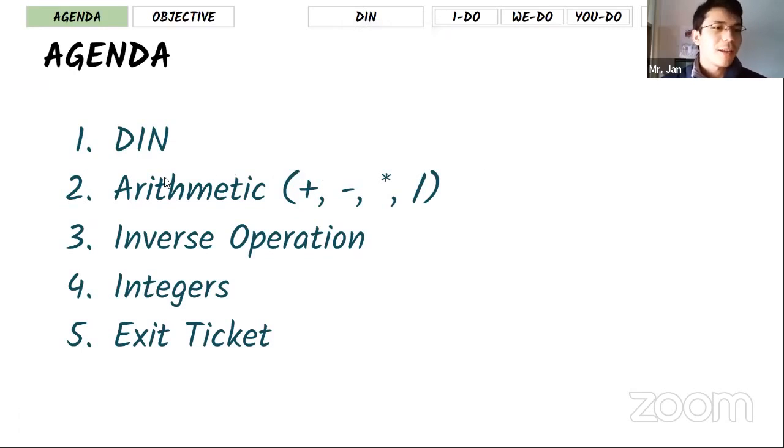So today we're going to talk about arithmetic, what inverse operation means, and integers, and that's it. This is a review from previous math years, like 6th grade and 5th grade. So we're going to go over it real quick, because we will need this when we start talking about the next lesson.